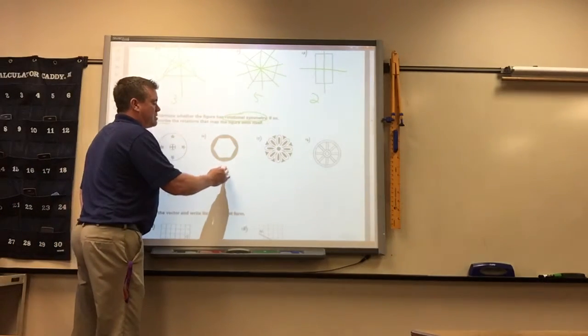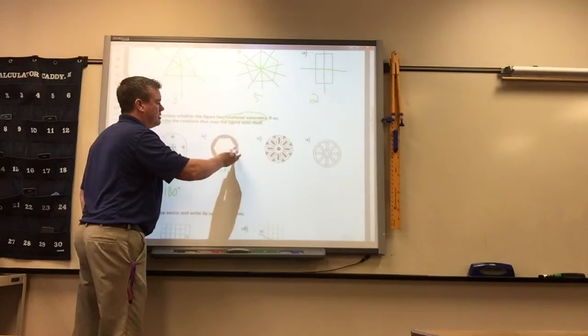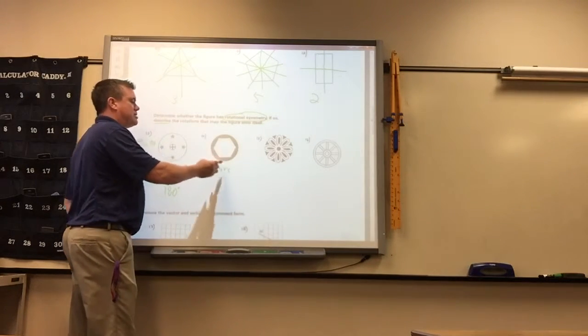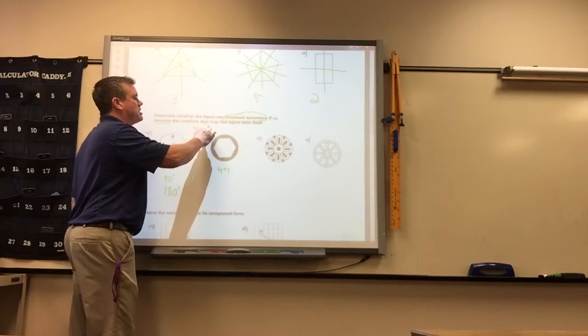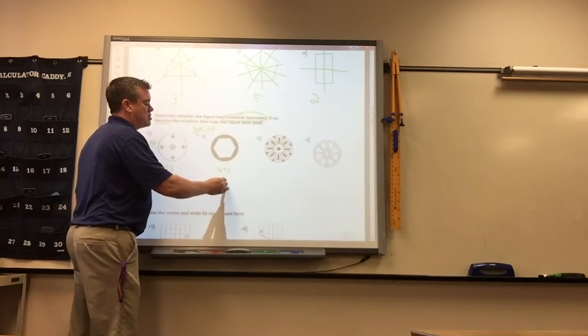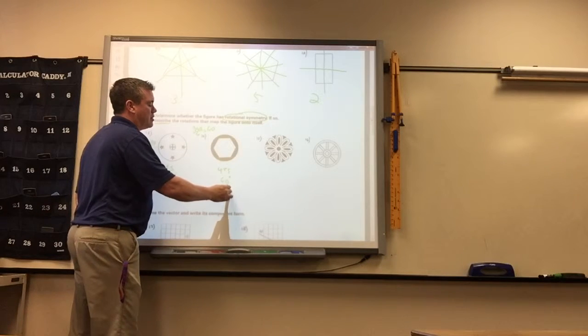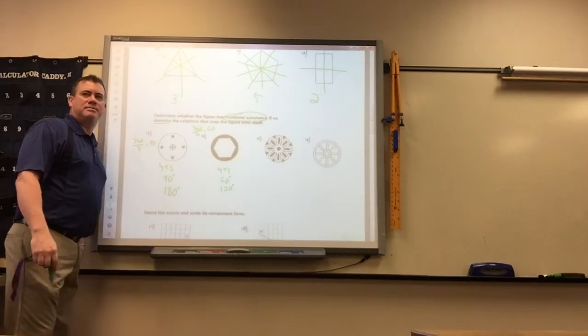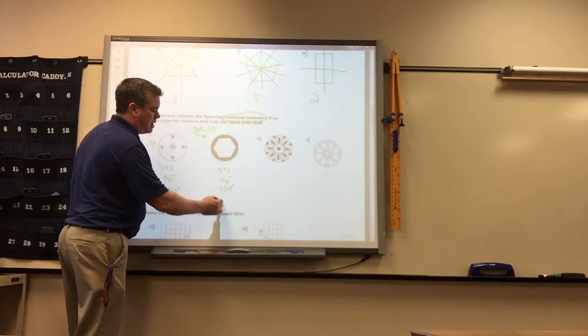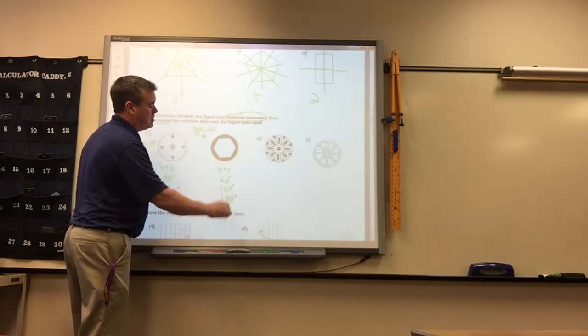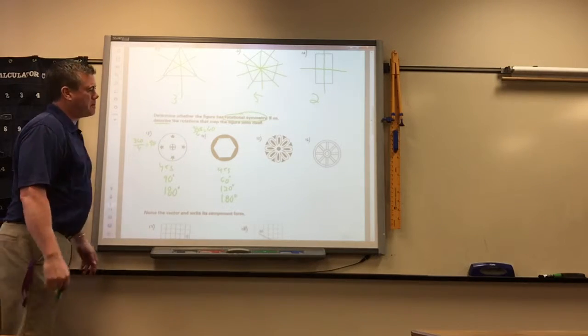This one would be yes. It's a hexagon. So every 6th turn, it would look the same. So you take 360 divided by 6 is 60. So 60 degrees, another 6th of a turn is 120, and then another 60 degrees would be at 180.